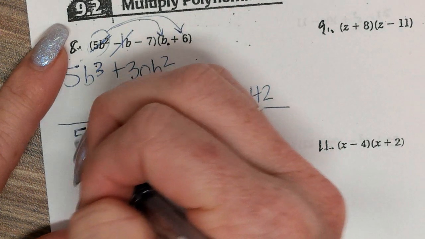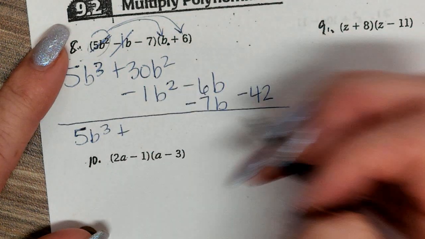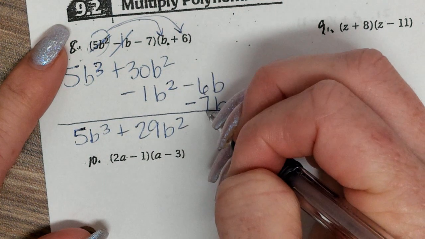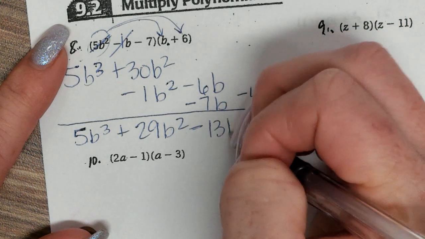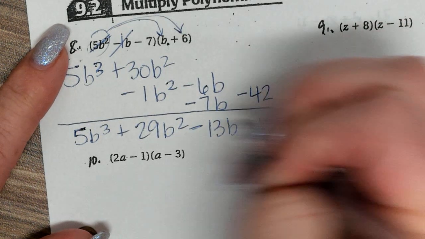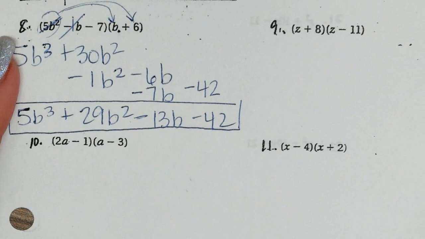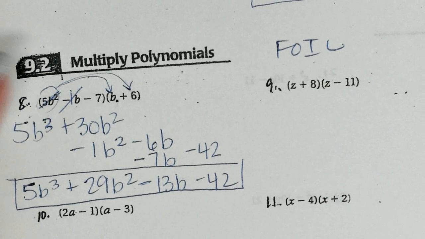Now I combine like terms. So I have 5b cubed plus 30 minus 1 is 29b squared. Negative 6 plus negative 7 is negative 13b minus 42. On 9 through 11, you can use FOIL. Just remember to combine those two middle terms. Any questions there? Okay, turn the page.